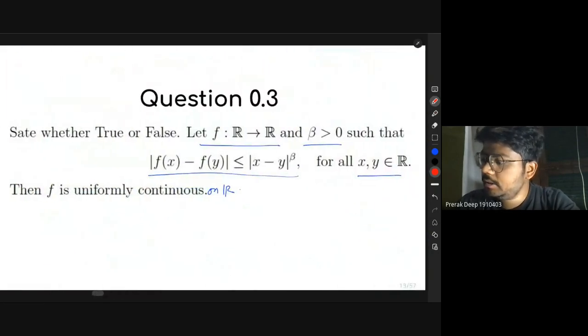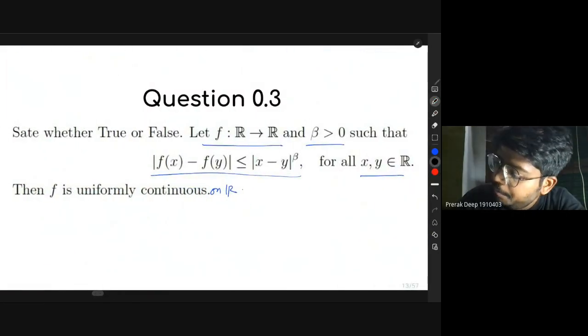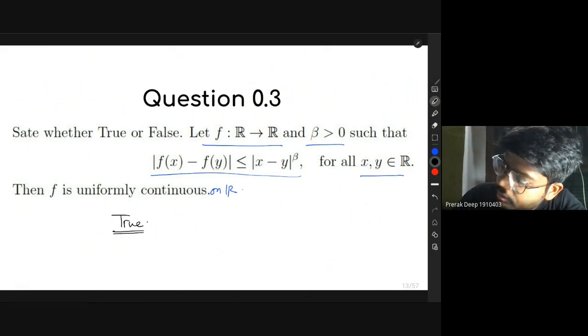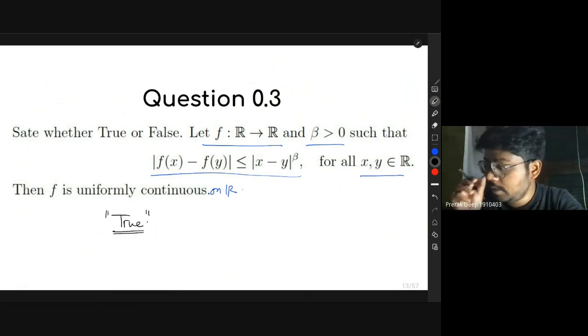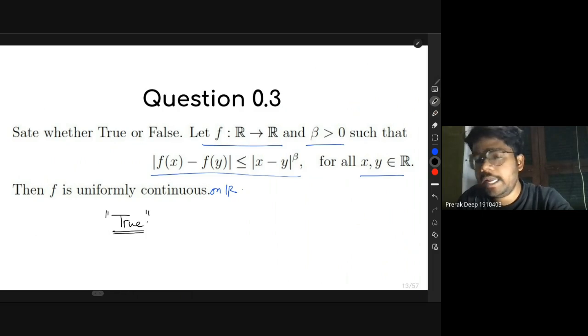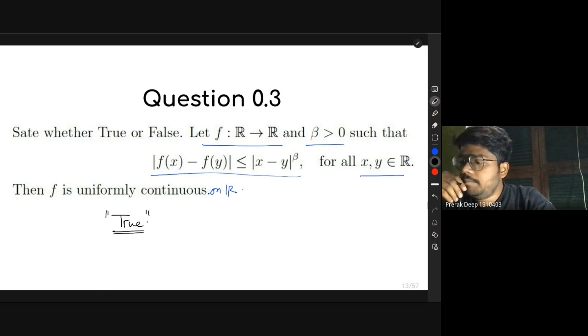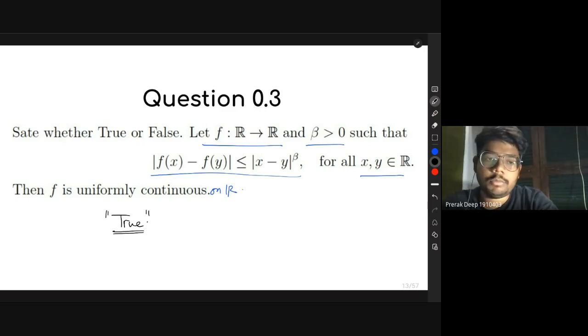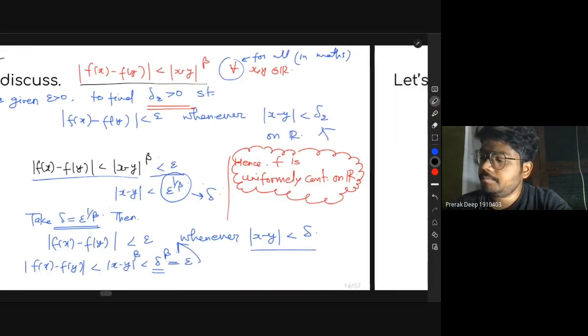So, then this is true. Okay. So this is true, and we have given a proof of it. Whenever you have such an inequality bounding the function modulus by the x modulus, you just need to find an appropriate delta in terms of epsilon, which you will get from this inequality. So it's not that hard. It's simple.